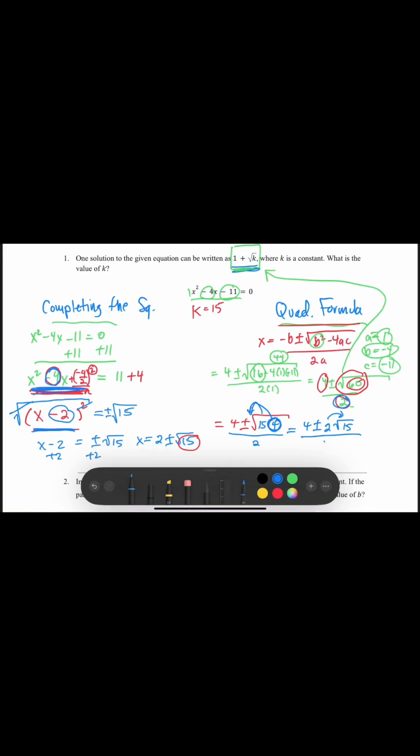Now, when I divide this by 2, look, if I divide the 4 by 2, that's equal to 2. And if I divide this 2 by 2, that's just a 1, and I'm just left over with the 15. So now it becomes exactly like this, okay?